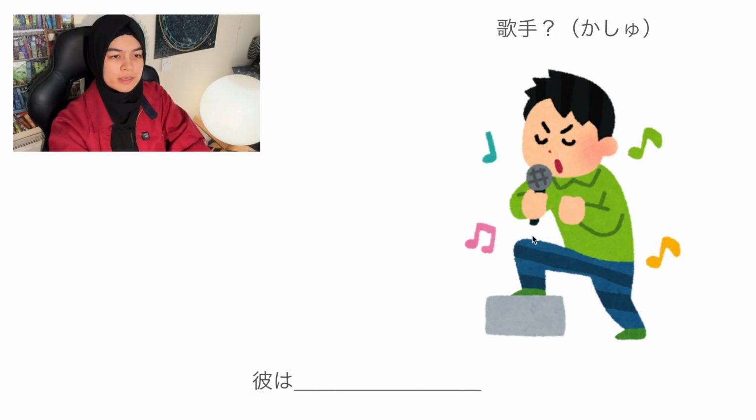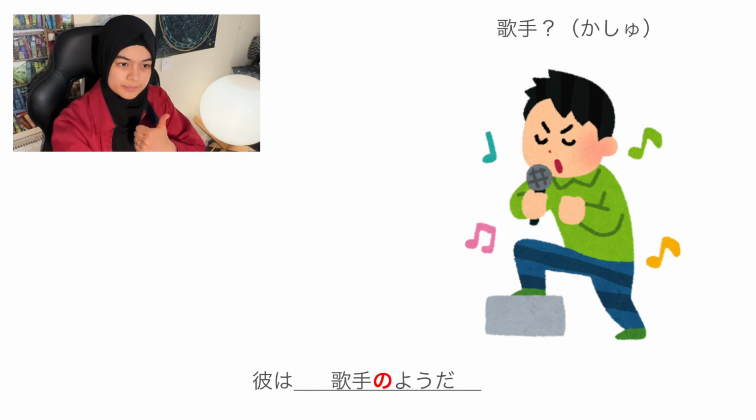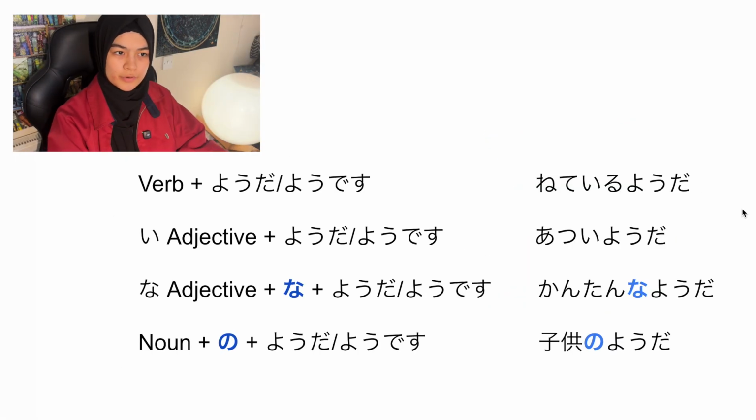Okay, next. はい。彼は、カラオケを歌っていますね. He's singing karaoke and he seems to be very passionate. He seems to be having a lot of fun. He looks like an actual singer. I'm going to give you 3 seconds to think of how you would use ようだ with 歌手, which means singer. 彼ははい、答えは歌手のようだ. OK ですか?